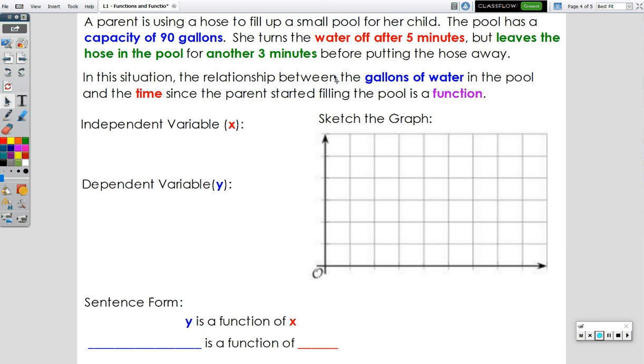In this situation, the relationship we're looking at is the gallons of water that are in the pool and the amount of time that's passed since the parent started filling the pool.